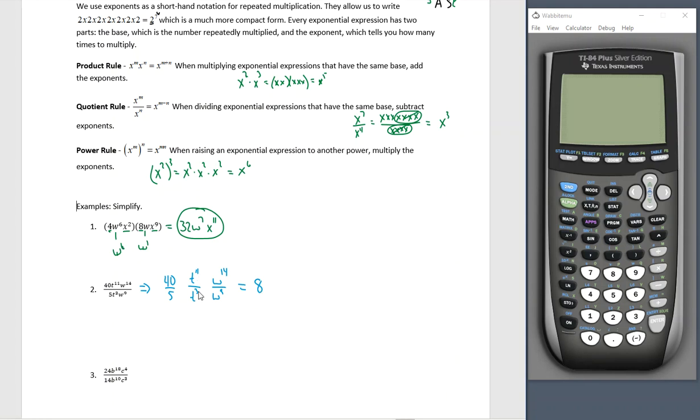T to the 11th divided by t to the 3rd, that's t to the 11 minus 3. W to the 14 divided by w to the 9, w to the 14 minus 9 if we wanted to write an intermediate step. And this is 8t to the 8th, w to the, that's minus 9, so that's a 5. Okay, so we look at them individually.